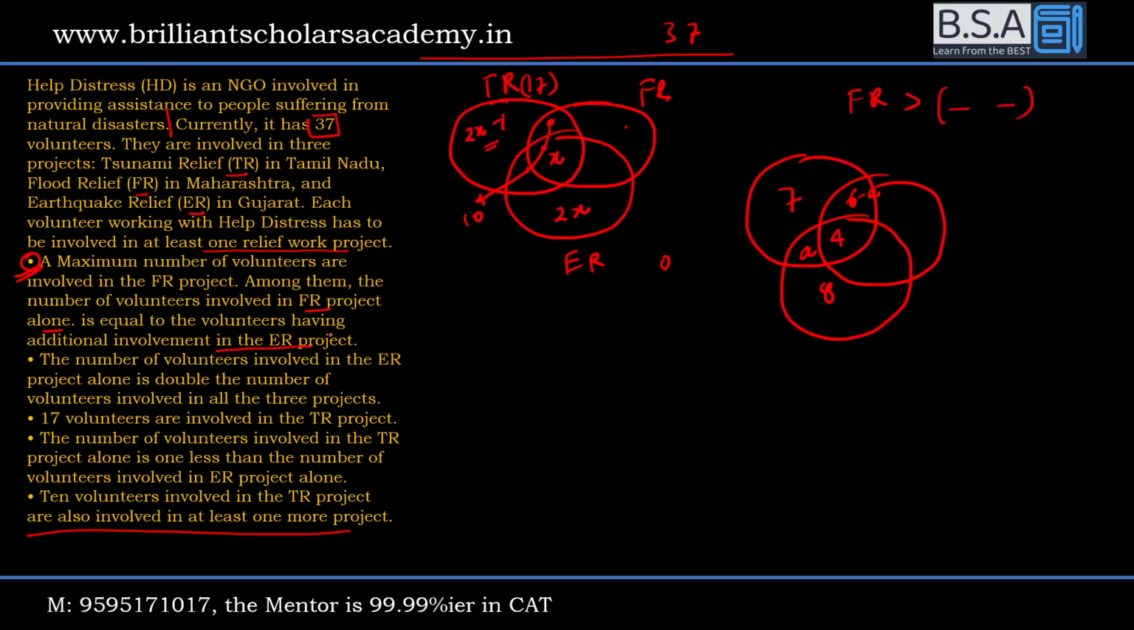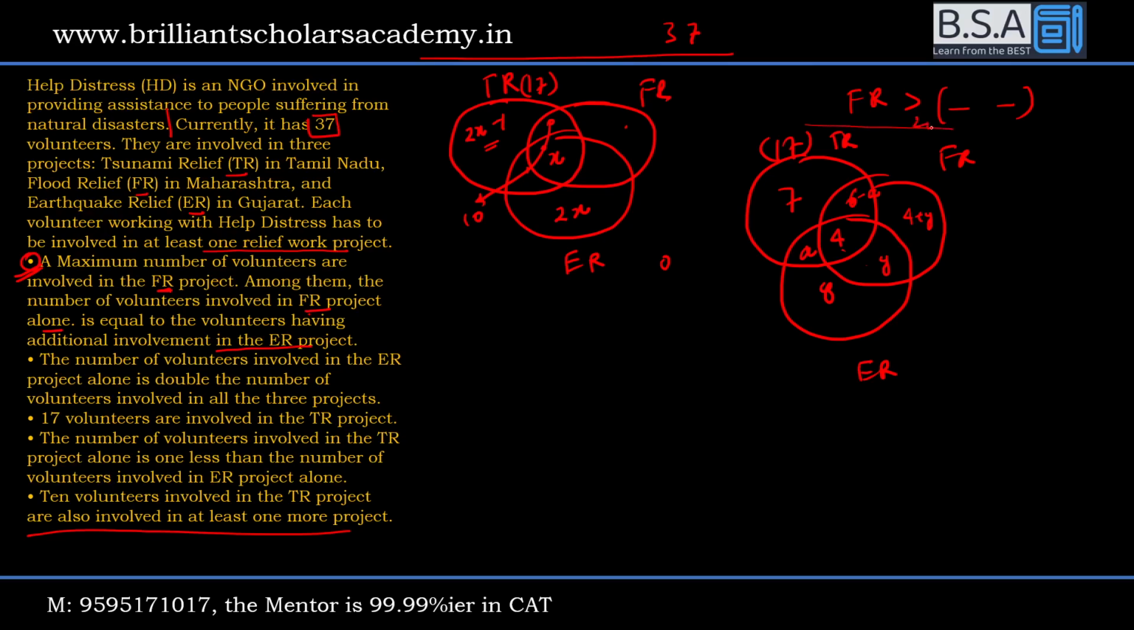This information we have partially used. Let us go back to it. What does it say? This is 17 TR, this is FR, this is ER. Among them, the number of volunteers in FR alone is equal to volunteers having additional involvement in ER. So if this is Y, this is 4 plus Y. Now if this is 17, the first circle is 17, total people are 37.